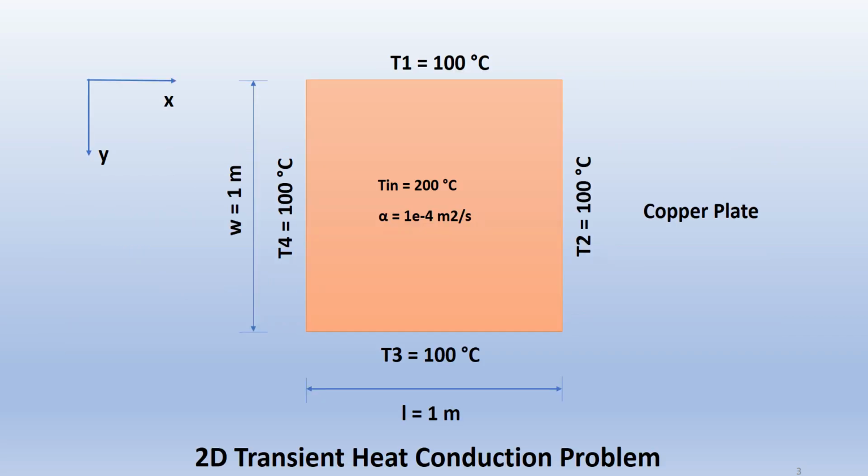Our domain is a copper plate which is 1 meter long and 1 meter wide. The material property called alpha equals 1 e to the negative 4 meters squared per second. Alpha is called the thermal diffusivity. The initial temperature of the copper plate is represented by Tin, which equals 200 degrees Celsius. At time t greater than or equal to 0, all four sides of the copper plate are maintained at 100 degrees Celsius. The x and y directions are shown on the left hand side of the sketch.